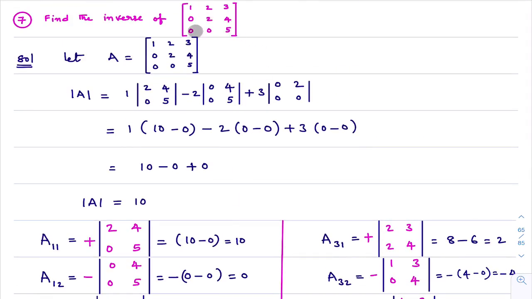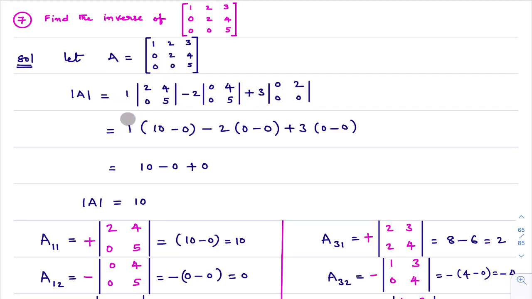First, you take the given matrix as A. Now calculate its determinant by using the first row, det A. 1 into, delete the corresponding row and corresponding column, determinant of 2405, minus 2 into, delete this row and this column, determinant of 0405, plus 3 into, delete this row and this column, determinant of 0200. By this time you are very familiar with how to calculate the determinant of a matrix.